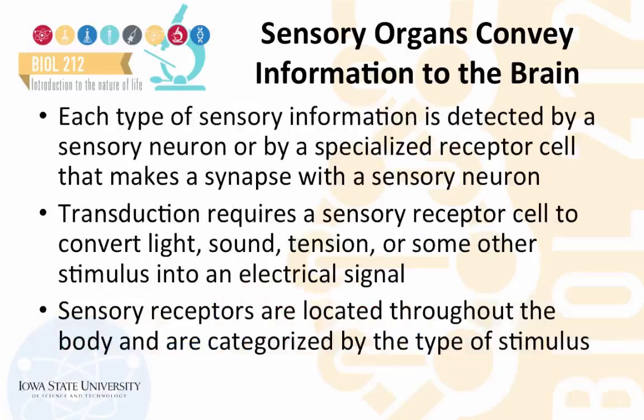Each type of sensory information or stimulus is detected by a sensory receptor, which is a specialized cell that makes a synapse with a sensory neuron. This sensory receptor cell converts the external stimuli, which can be light, sound, tension, or something else, into an electrical signal. So these sensory receptors are located throughout the body and are categorized by the type of stimulus they receive.